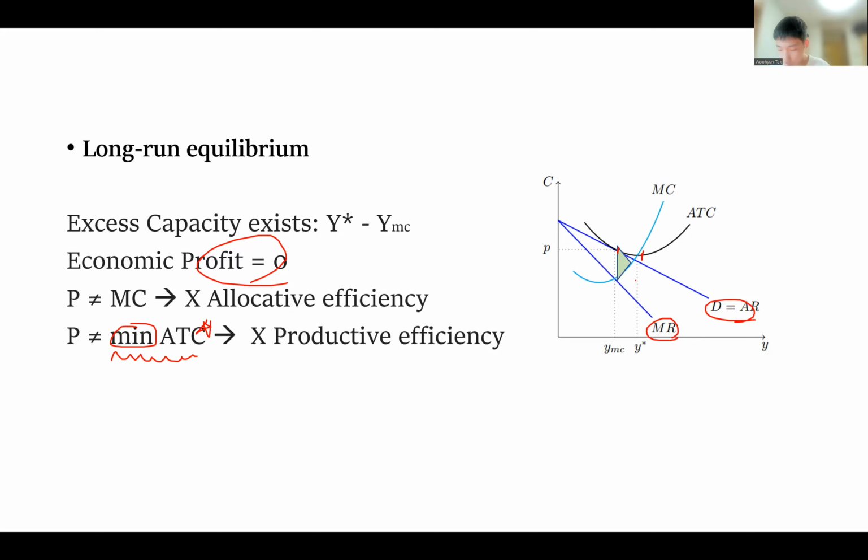Also, there is still a gap between the social optimum and the profit-maximization point, this one and this one. So there still remains deadweight loss. Therefore, it also does not fulfill allocative efficiency. Therefore, this market structure is also inefficient in both ways. We also have to know the term excess capacity, which refers to the amount of the minimum ATC quantity minus the profit-maximizing quantity. This amount is excess capacity.